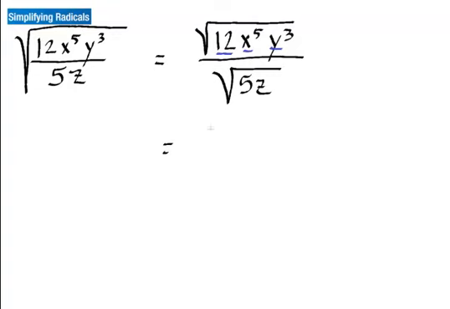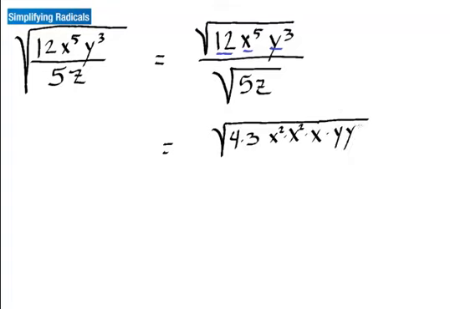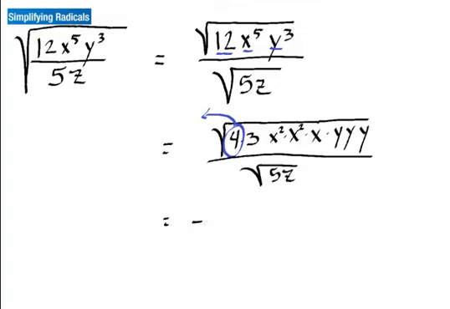Doesn't really matter. So I'm going to look at that 12 as a 4 times a 3. I'm going to look at that x to the 5th as basically x squared times x squared times an x. That's my x to the 5th. And the y cubed, I'm going to look at as y times y times y. Because what that means is the 4 is going to come out. Let me get my line in there, and the 5z. Got to get all that stuff in there. So the 4 is going to come out as a 2, and then the 3 is going to be left.